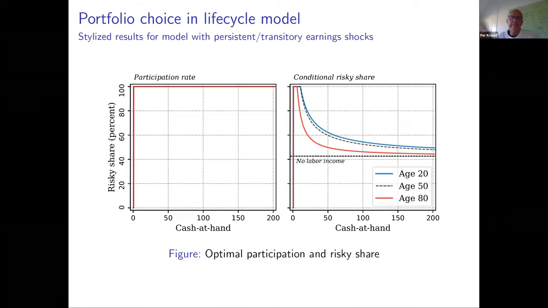So here is a stylized graph of what happens as a function of cash at hand in one of these models with persistent and transitory earnings shocks. Here it doesn't cost anything to participate. Everybody buys risky to some extent, and it's basically a globally decreasing share. The lowest risky share is held by the richest people. The poorest people have the highest risky share. Okay, so that's just following the intuition I just gave you.